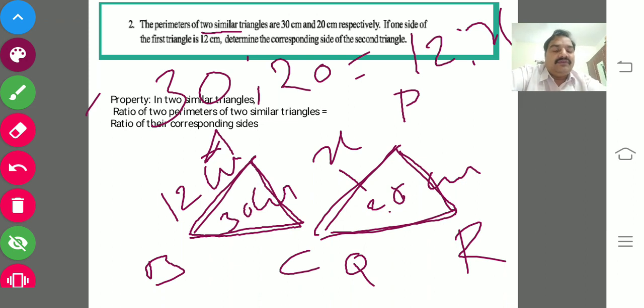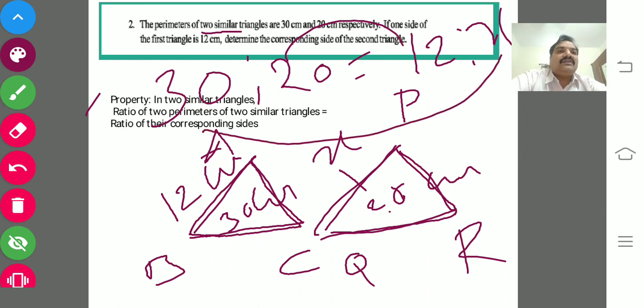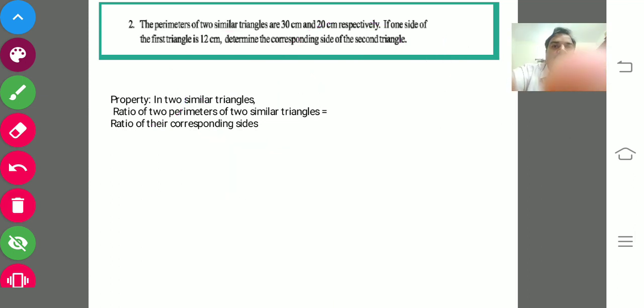In lower classes you just know that the product of middles equals the product of extremes. So x into 30 equals 20 into 12. You can easily find the x value. That's it. This is our analysis. I hope you could understand once you go through the problem.